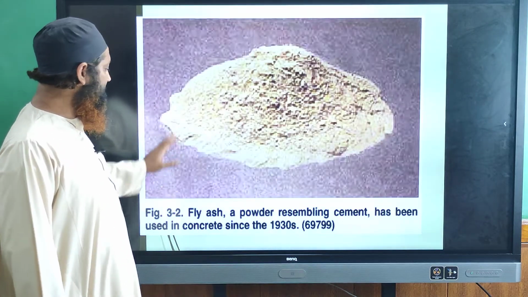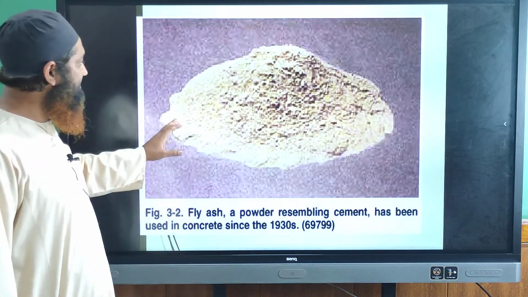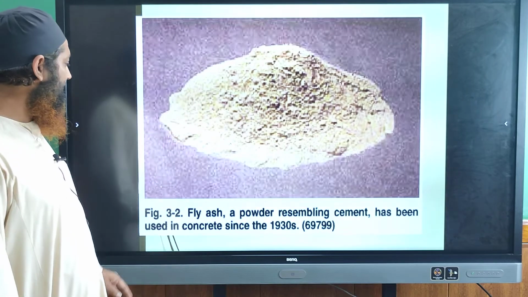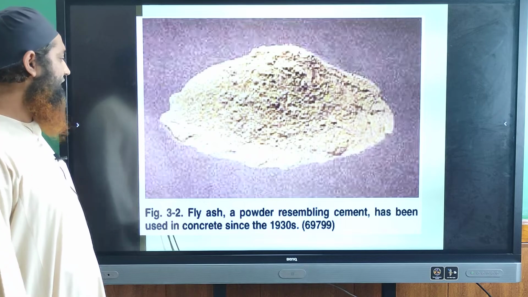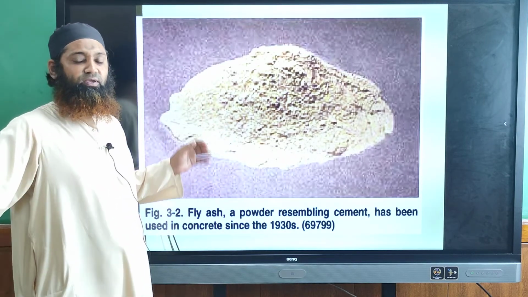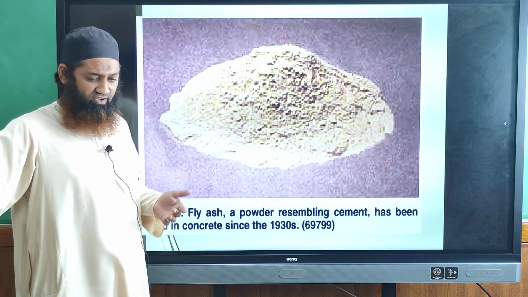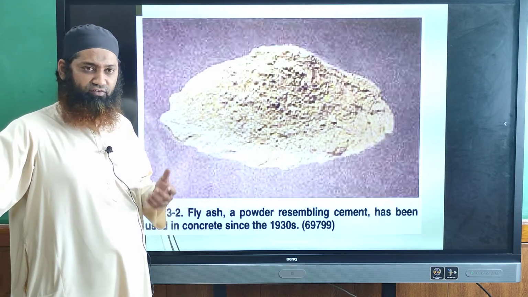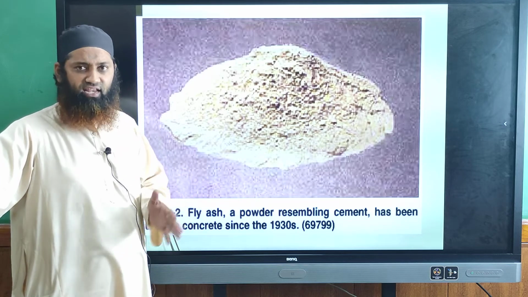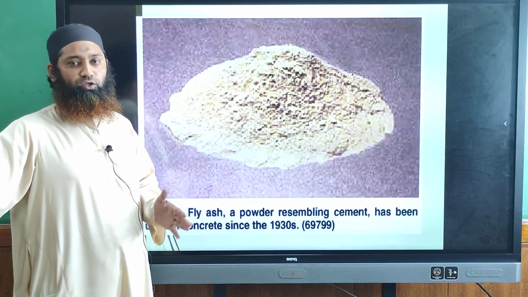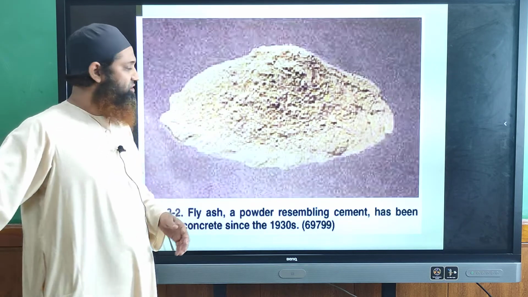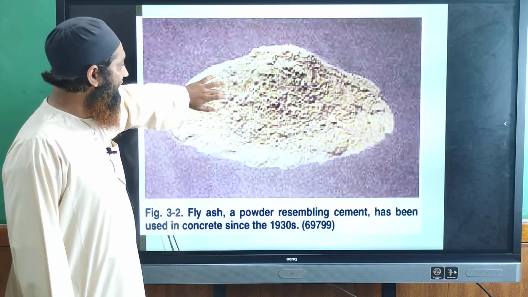Let us see here, this is the fly ash. This is the color of the fly ash. It is brownish in color. It resembles cement, and it has been used in concrete since the 1930s. We have fly ash bricks also. Different fly ash bricks are also made, and they have performed very well when they were used instead of red bricks or concrete blocks also. So this is the fly ash.